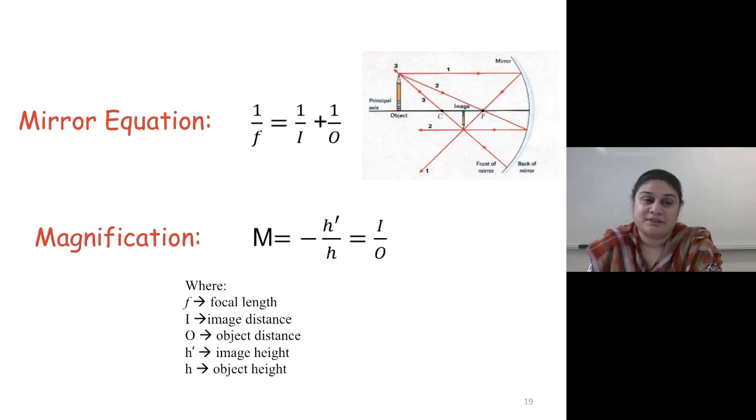One of the things that's really useful is called the mirror equation, which basically is 1 over f equals 1 over i plus 1 over o, where this is going to be called our optical axis. This is our principal ray, our focal ray, and it will form an image right here. For magnification, we are going to use h prime over h or i over o, which is basically the height of the image over the height of the object, or the image distance over the object distance. That will give us magnification.